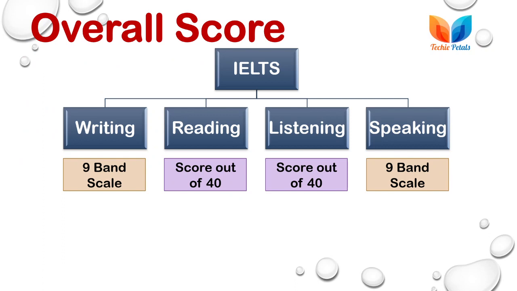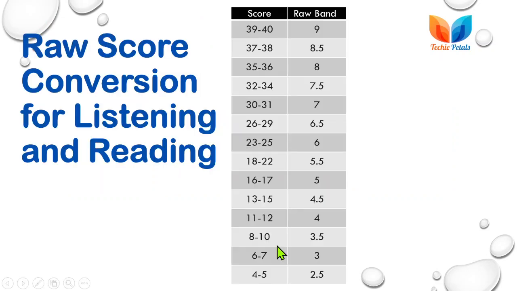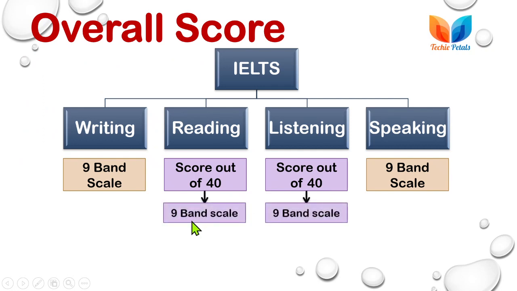Now, how is the overall score calculated? Let's get into the process. After reading and listening, you get a score out of 40. We need to convert these scores to the 9 band scale. These conversions are based on tables like this. For reading and for listening, you will have such conversion tables, and after the conversion your listening and reading scores will be converted to the equivalent band. So after this, you get a band on the scale of 9.